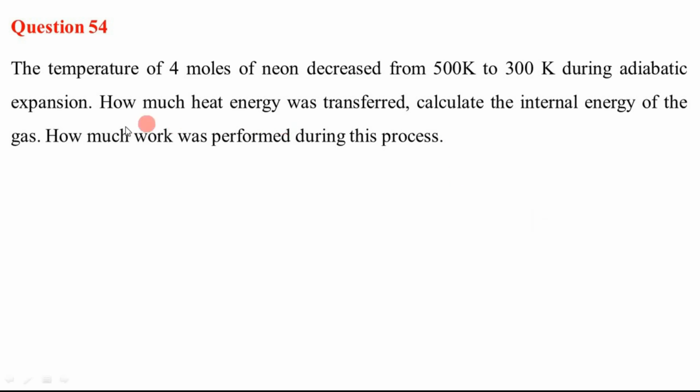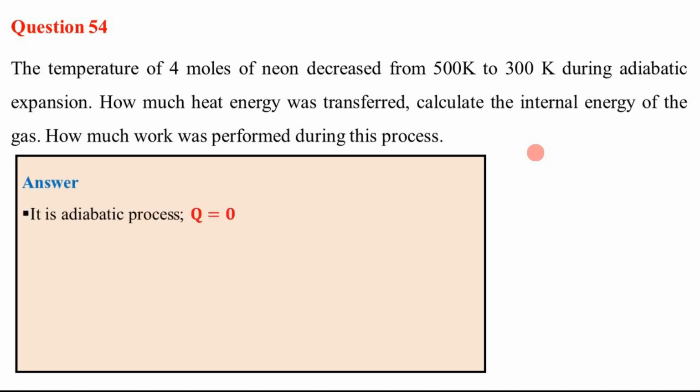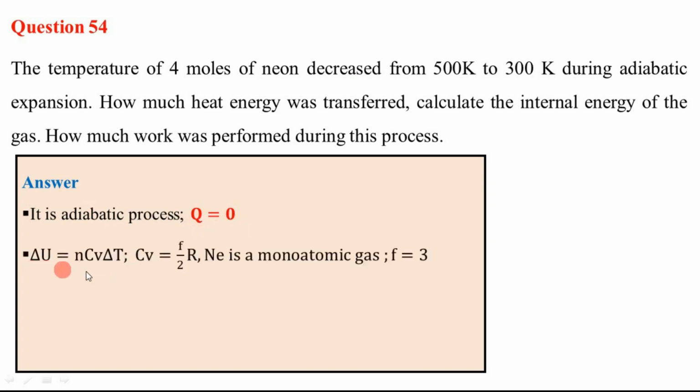Then they're asking how much heat energy was transferred. Because it is adiabatic, there is no heat transferred. The heat is equal to 0, delta Q is equal to 0. Then they're asking to calculate the internal energy of the gas. We know that for an adiabatic process, internal energy is equal to the work done. They're asking how much work was performed during this process. So for the internal energy formula in an adiabatic process, Q is equal to 0, and internal energy is equal to nCvdT.